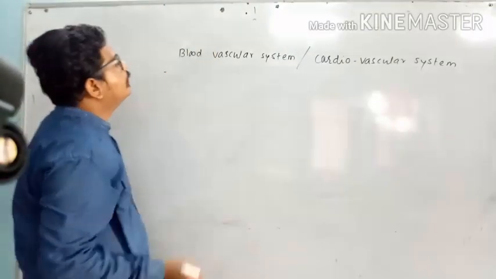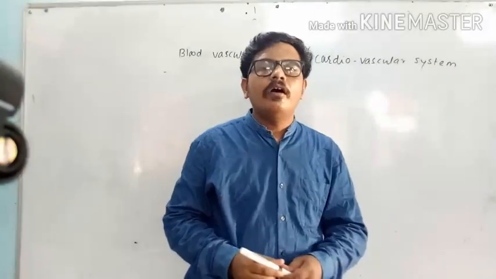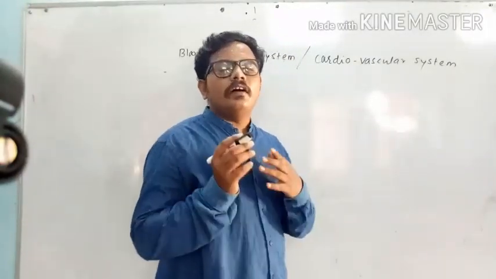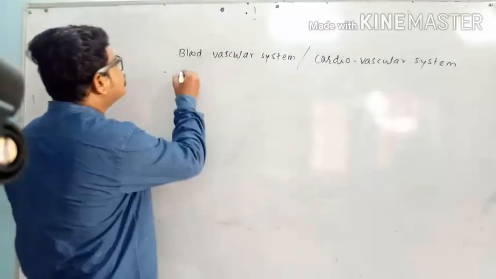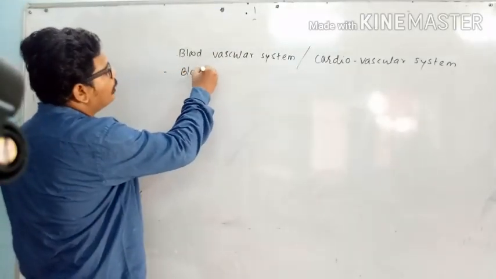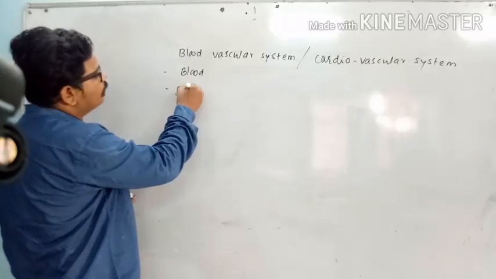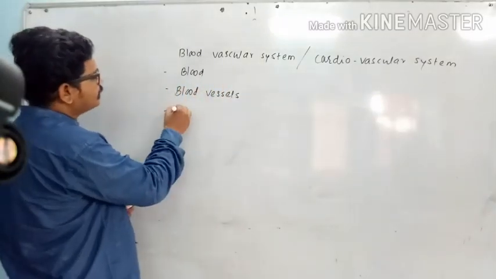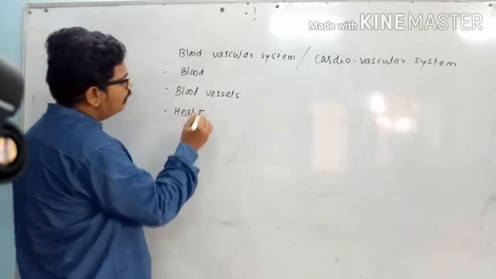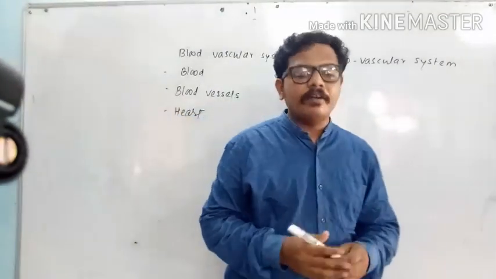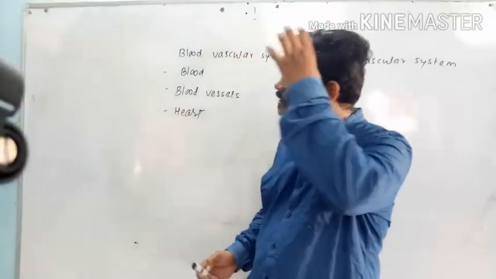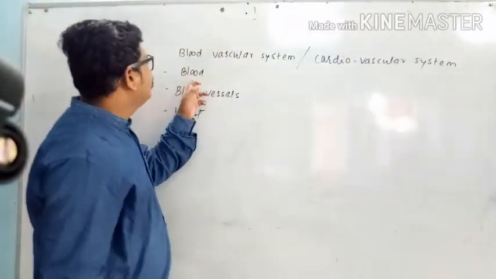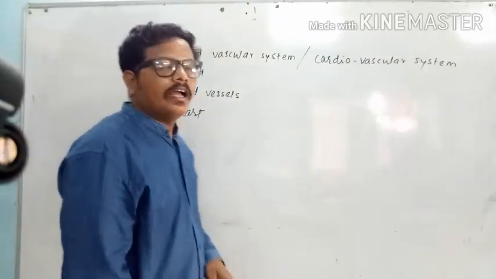The cardiovascular system, or circulatory system, of our body comprises blood. It includes blood, which flows through the blood vessels. Second, the blood vessels, and third one is the heart. So our blood vascular system or circulatory system consists of mainly three components. These three components are blood, then blood vessels, and the heart.